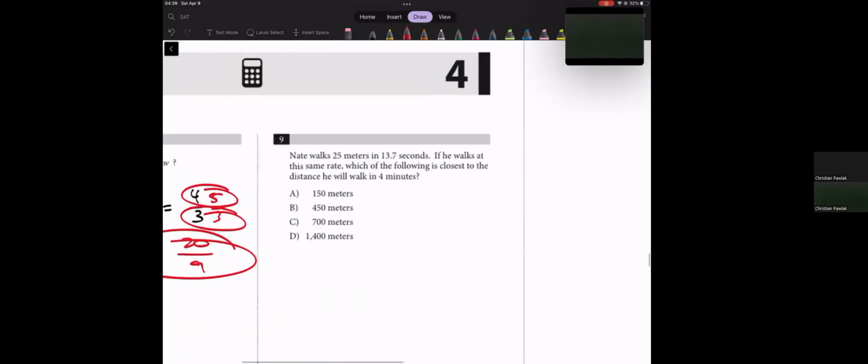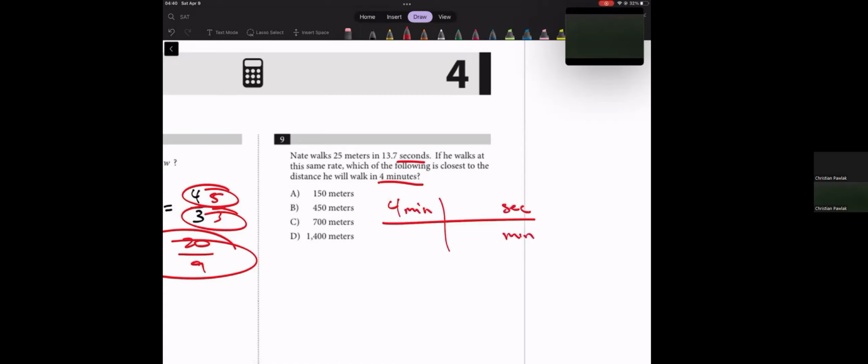Okay. Number 9, Nate walks 25 meters in 13.7 seconds. If he walks the same rate, which of the following is the closest distance he will walk in 4 minutes? Okay, so a little bit of unit conversion here. First of all, what is 4 minutes in seconds? 4 minutes converted into seconds.